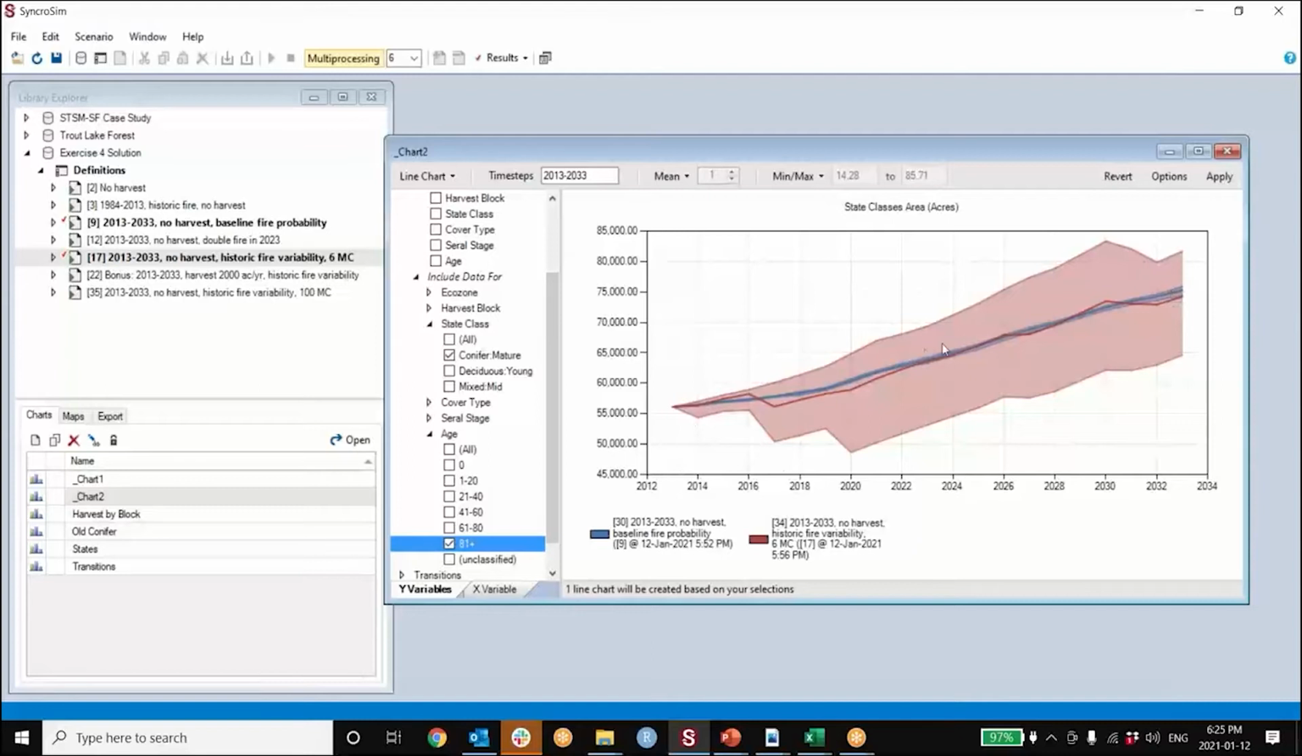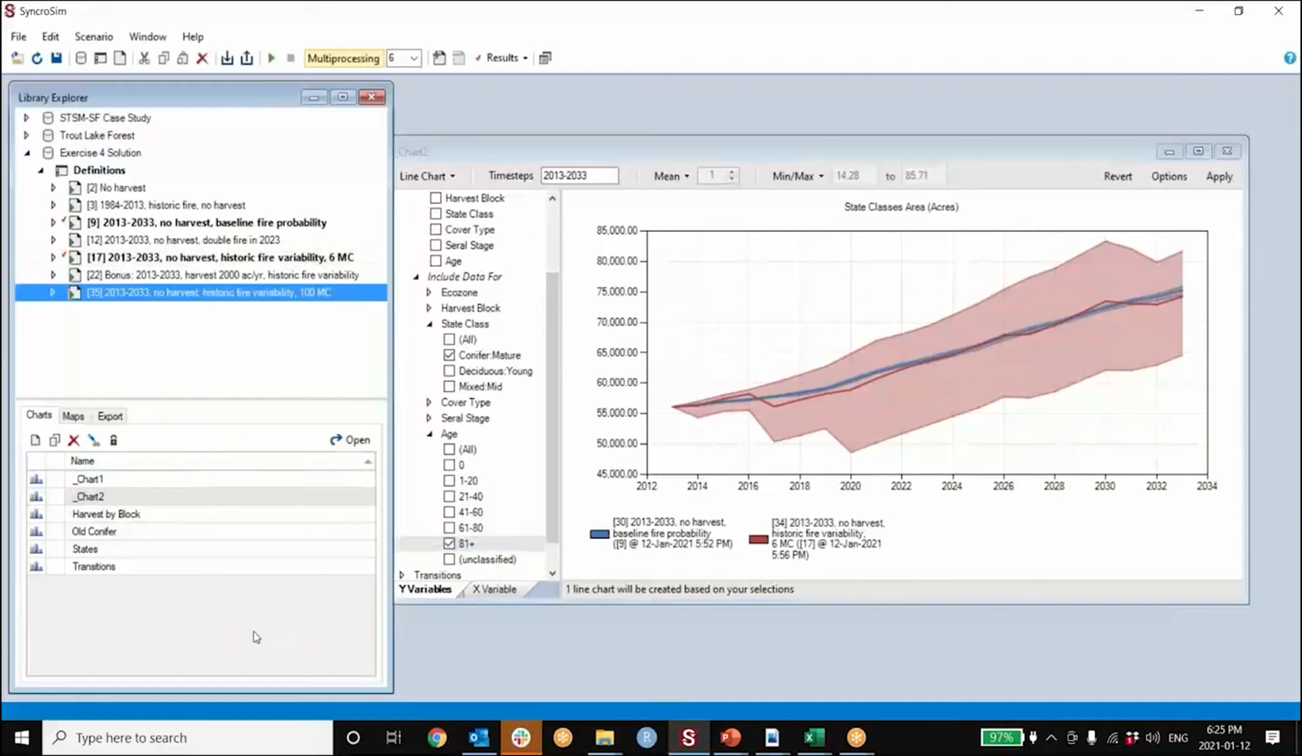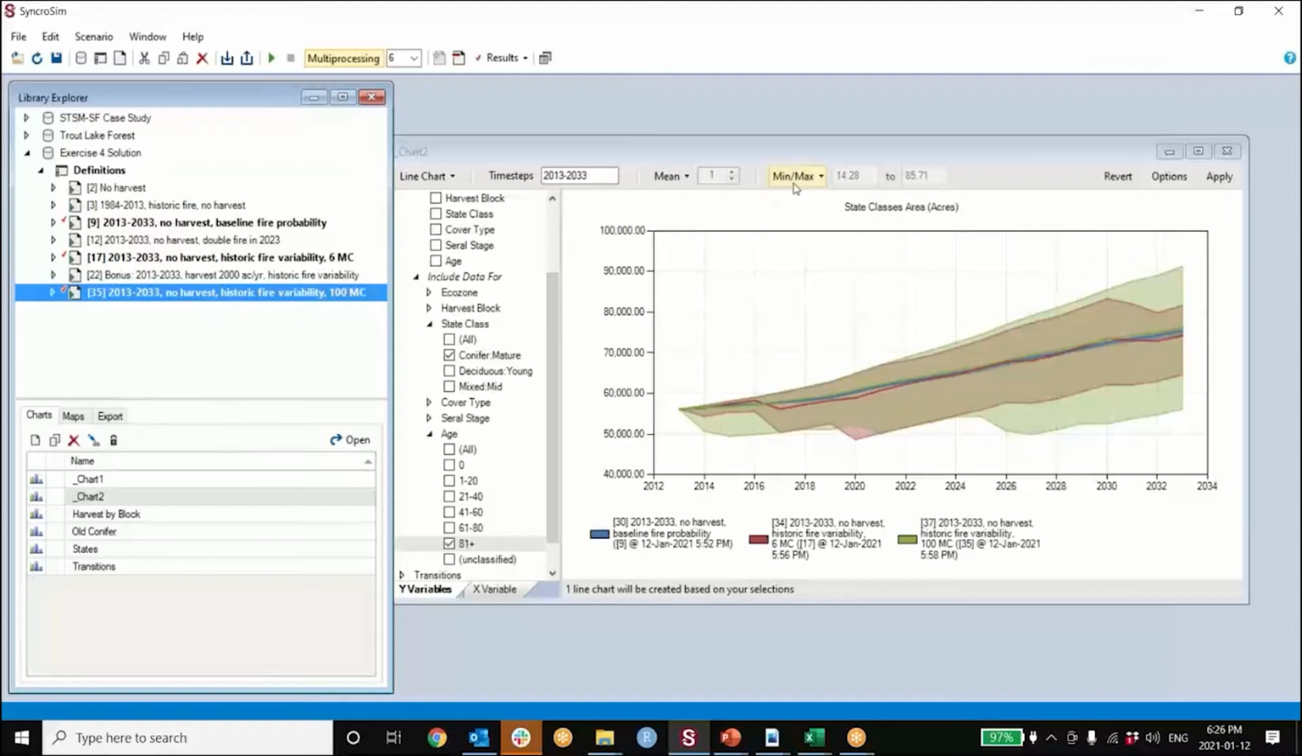If I turn on the variability, we can see that there's no variability when I don't have any in the model, but when I introduce the transition multipliers, I get this representation of the variability, and you can see that it's increasing. Now, once again, you're seeing some sort of odd behavior in the projection of uncertainty because I'm only running 6 Monte Carlos. If I up that to 100 Monte Carlos, that kind of smooths out a bit more.